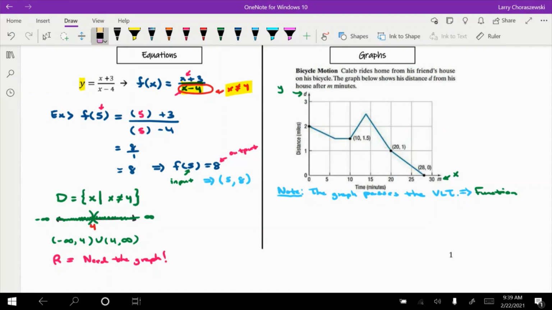There's no input that's being assigned 2 different points on the graph. Every input is being assigned only 1 point on it. So that means every x value is being assigned only 1 y value, or m and d if you want to use those.